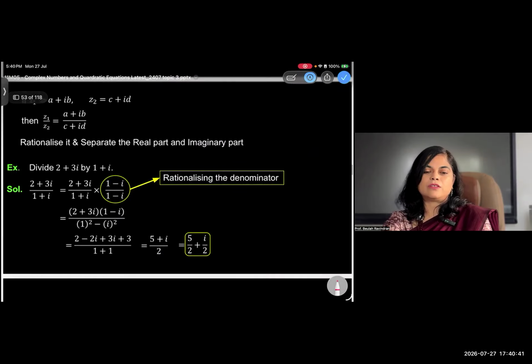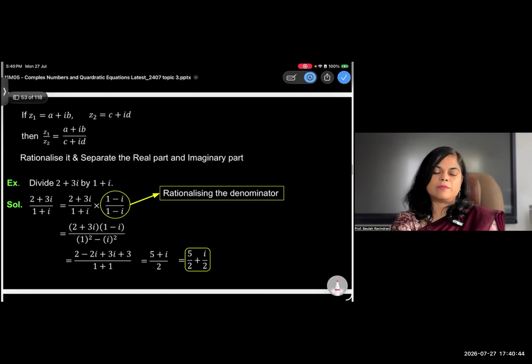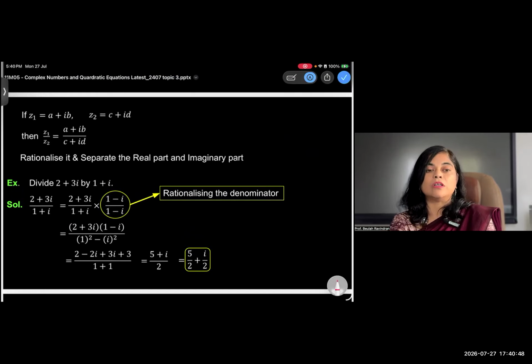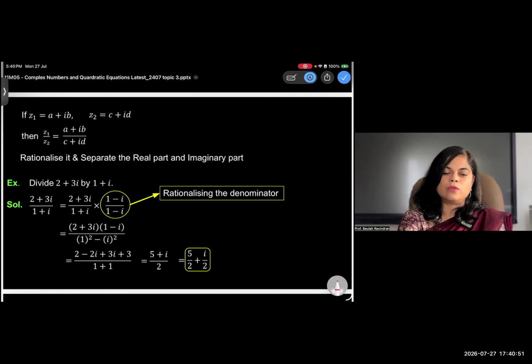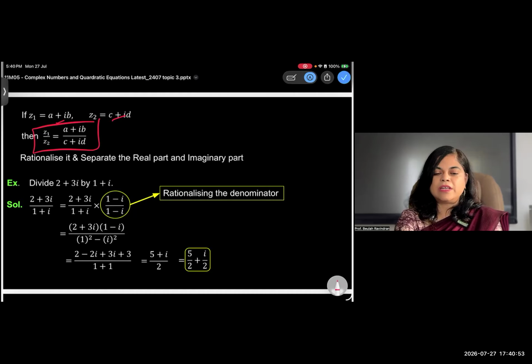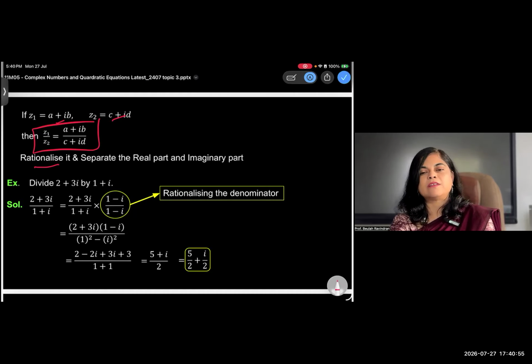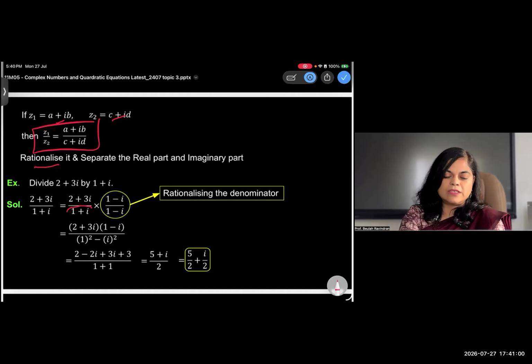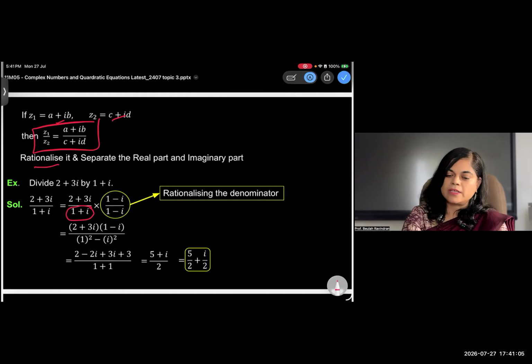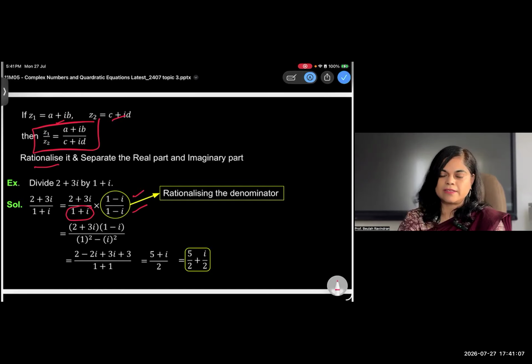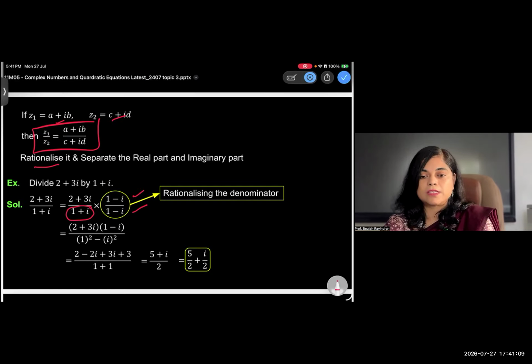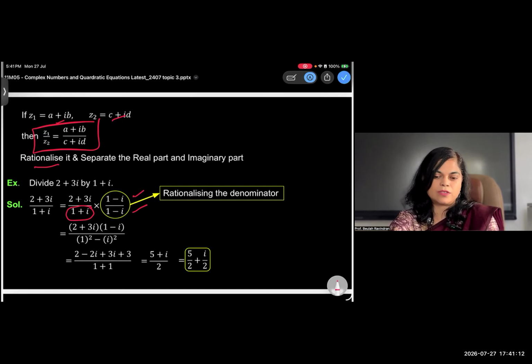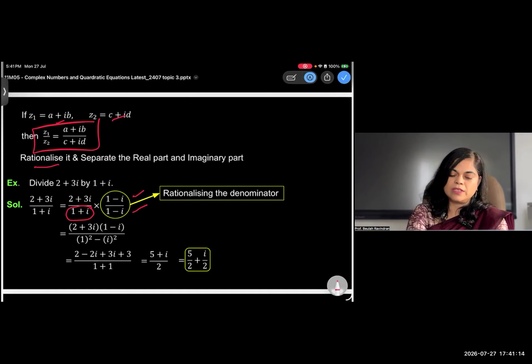Then division. How is division possible? You can rationalize the denominator with the conjugate. So Z1 by Z2, if you want to divide, definitely you need to rationalize and separate the real and imaginary parts. How can we rationalize? We have to see the denominator's conjugate. If it is 1 plus i, the conjugate will be 1 minus i. So multiply and divide. That is the rationalization you have done in surd multiplication and division, right? So the same we have to do here.